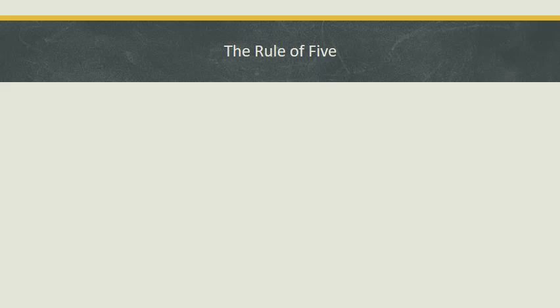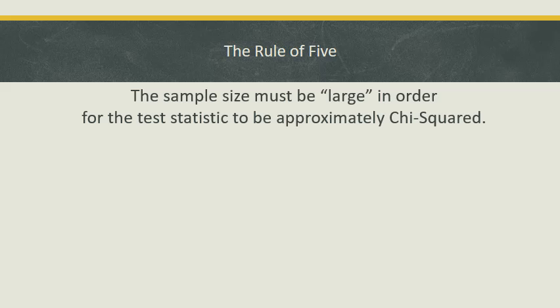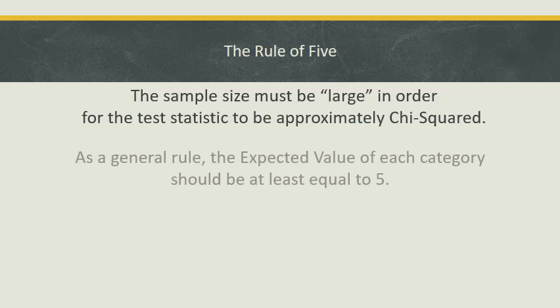Much like the one-sample z-test for proportions, the chi-square is only an approximation of the distribution. We need a large sample size in order for the central limit theorem to kick in and make the approximation close enough. The rule of thumb for sample size is that the expected value for each category should be at least 5. That is the bare minimum requirement. And of course, as the sample size increases, the approximation becomes even better.